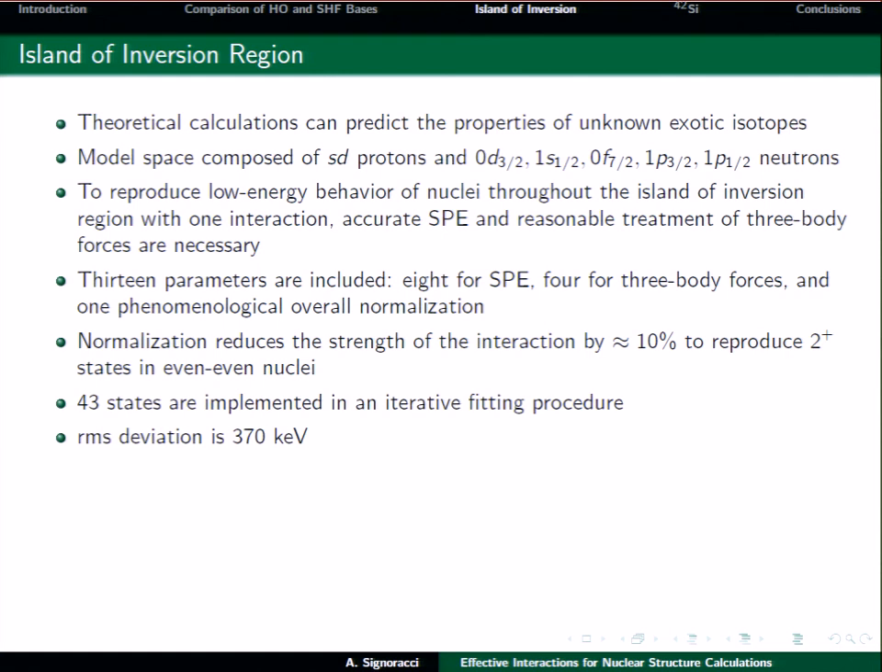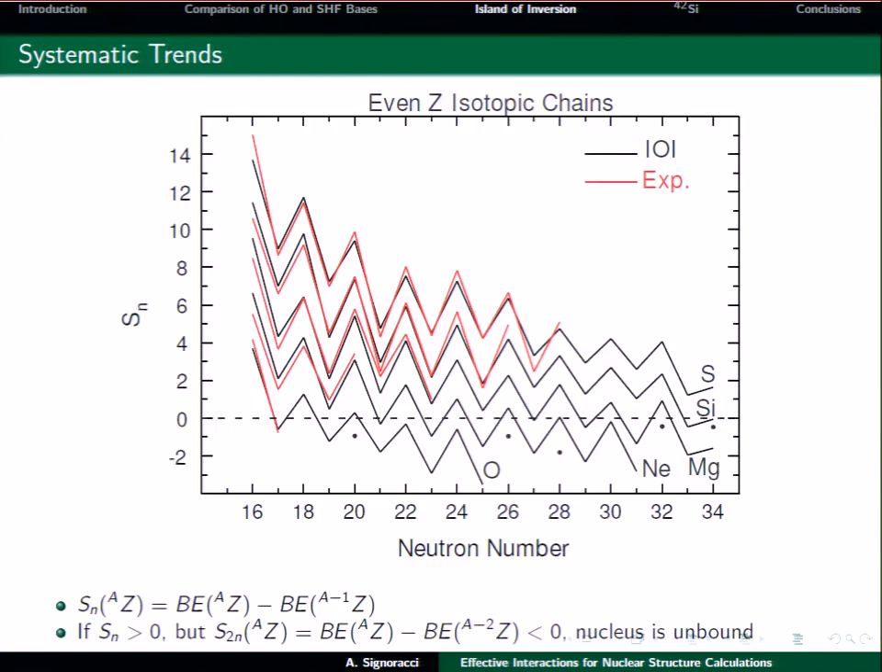So with these parameters, it's necessary to fit the data, and the RMS deviation that comes out from the fit is approximately 370 keV, which gives us approximately the uncertainty we expect to see for calculations in this model space with this interaction that I have derived and will refer to as the IOI interaction. So here I show some general trends in this region.